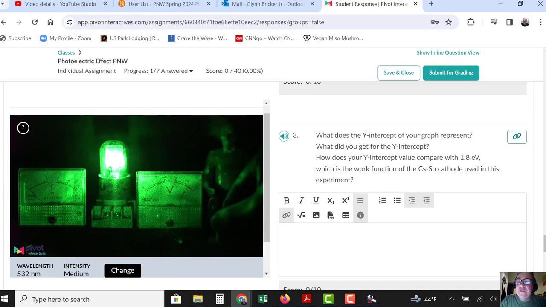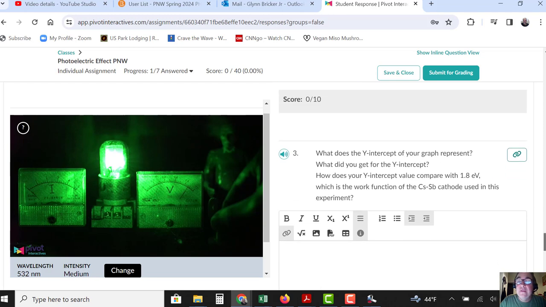Okay, and then the last couple of questions deal with this whole idea: what does the y-intercept represent? I've kind of already given that one away too. How does it compare to 1.8 electron volts? Whatever you get for the work function, you have to convert it to electron volts to compare it. By compare, it doesn't mean like it's almost the same. It means how does it compare? Find the percent difference. That'll give you a quantitative way of looking at it.